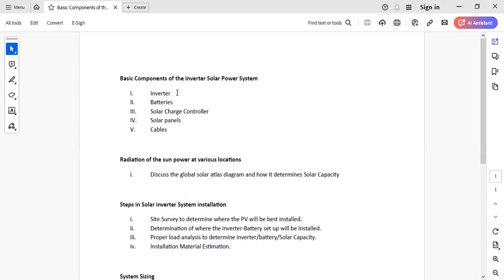But if the system you're designing can work with DC, there will be no need for you to require the inverter. You can just use the generated or stored power in direct current form to power that system directly. So that is that.